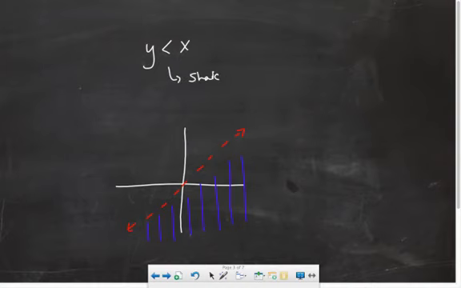Now you can really only make this assumption when it's y is less than or y is greater than. If it's y plus x, now you got to pick a test point, which we talked about in that section.